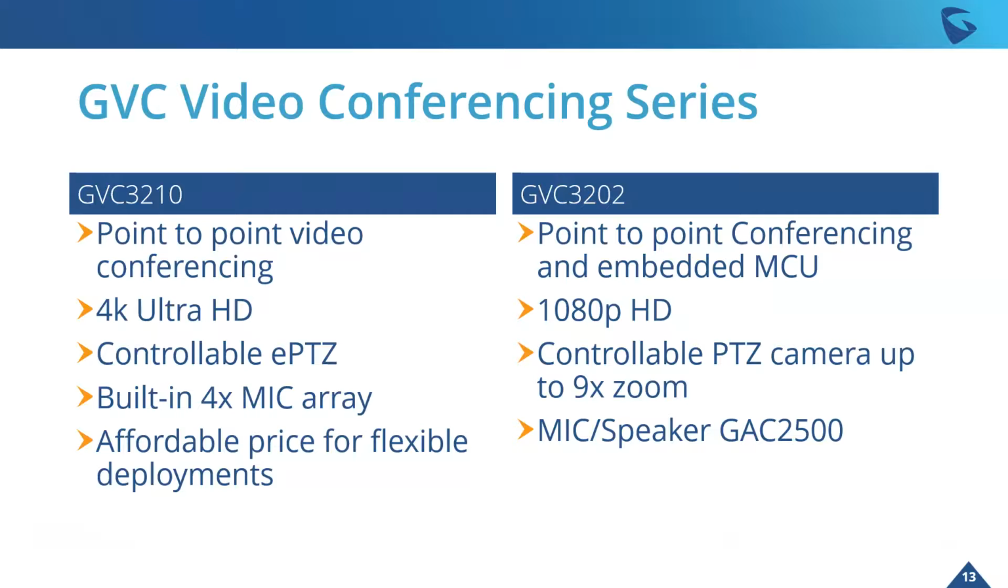Controllable EPTZ compared to the controllable pan tilt zoom camera on the 3202 that also has up to 9x optical zoom. And the 3210 has a built-in 4-mic array compared to the 3202 needing and using the GAC2500, which is our audio conferencing device I showed earlier. It really helps to make the GVC3210 a little bit more of a compact, one device fits all solution. And of course, the 3210 has an affordable price point for really flexible deployments. There's a lot of different ways you can utilize this device, which we'll be getting into here.